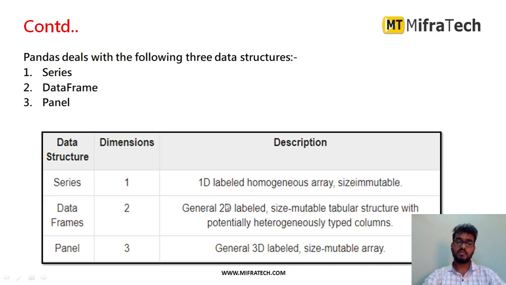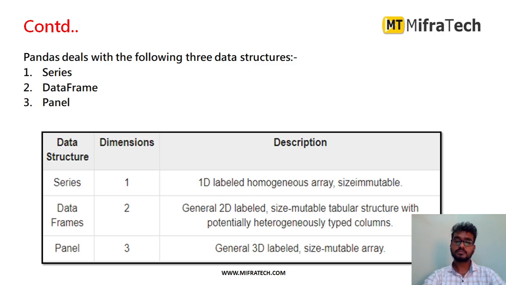The second one is the data frame. A data frame is two dimensional, as I told, a combination of rows and columns. But it is not homogeneous. We can store heterogeneous values, like integer, floating and character values, all of those using a data frame. Panel is a three dimensional labeled size.